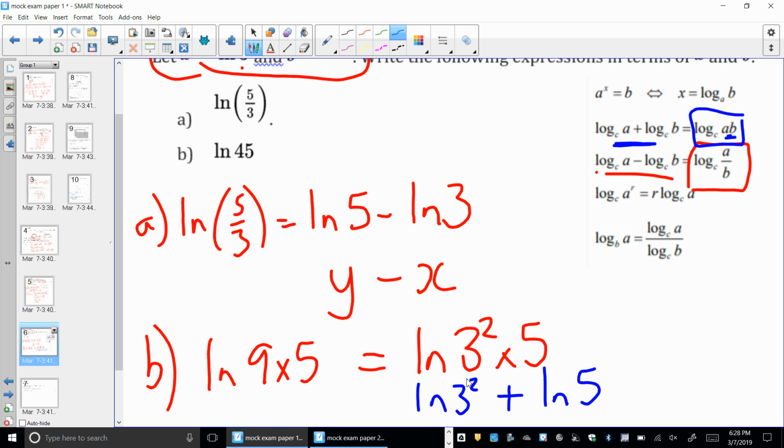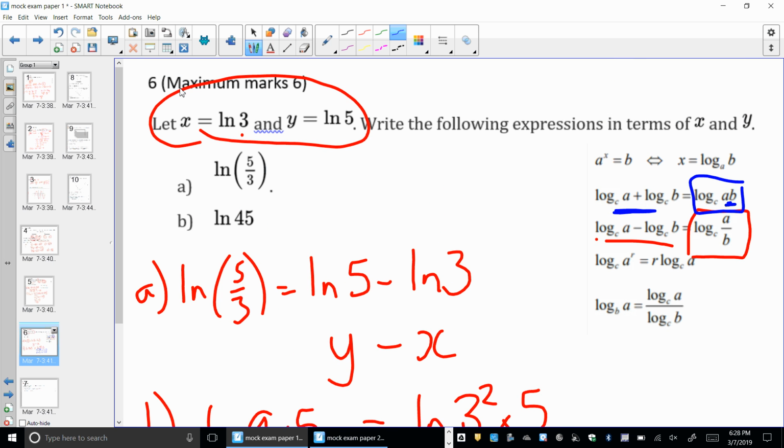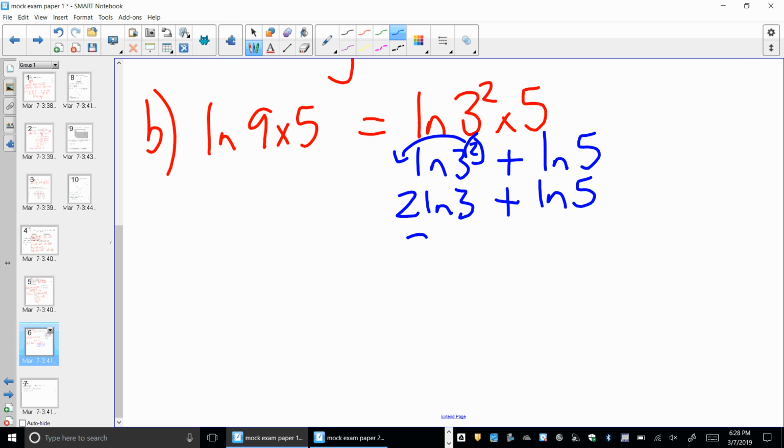Now the squared is causing us a bit of an issue, but handily, if we've got log of something with a power, then our power can just come in front. The information is all in the formula book, but you just need to know where to look for it and what to do with it. So the power can come in front. So we've got 2 ln 3 plus ln 5. And similarly, ln 3 is x, and ln 5 is y. So we've got 2x plus y. Okay, next.